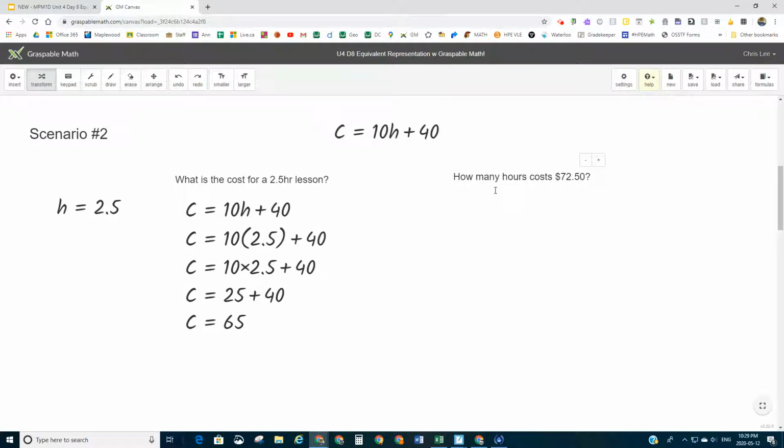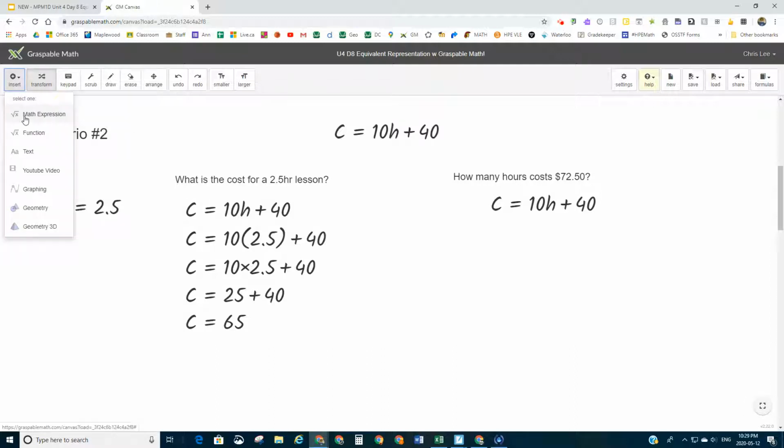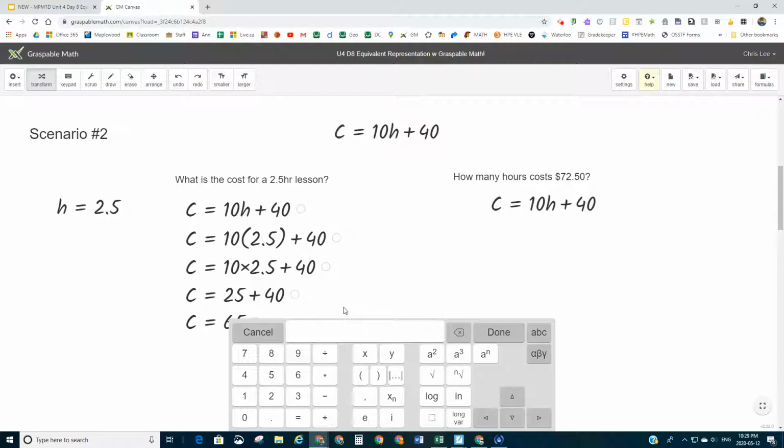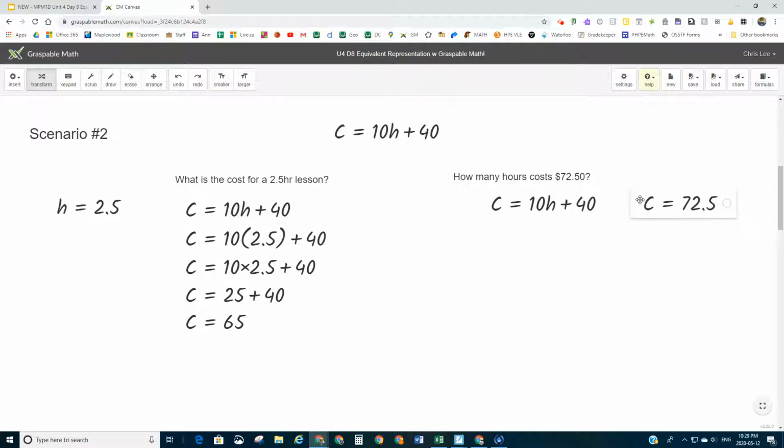Now, let's answer this second question. How many hours costs $72.50? So if that's how much you spent, how many hours of lessons did you get? So again, we're going to grab the bubble to the side and replicate this equation. But now the information we have is not H, that's what we're trying to solve, it's C. So I'm going to go up to Insert, Math Expression, and type capital C equals 72.50. Done. And Graspable Math here says 72.50, of course, is just 72.5, so that's what they're going to use.